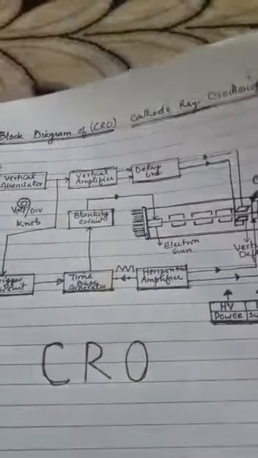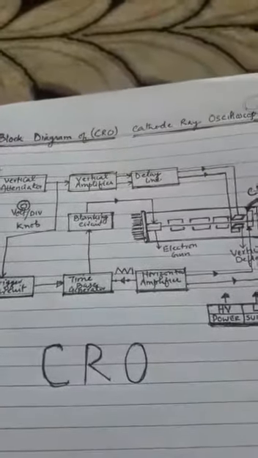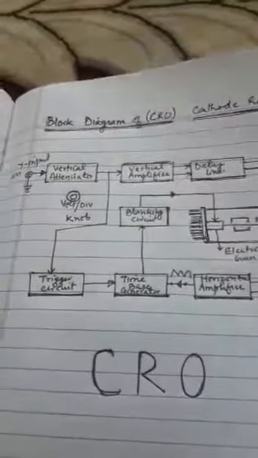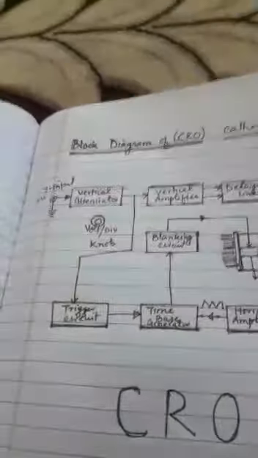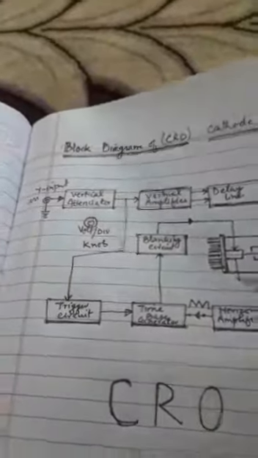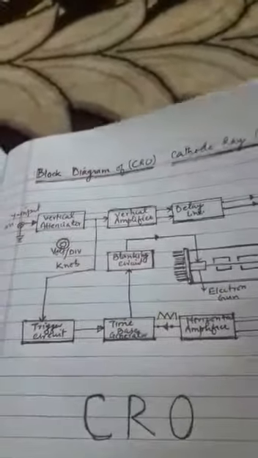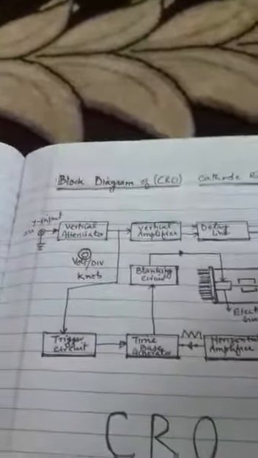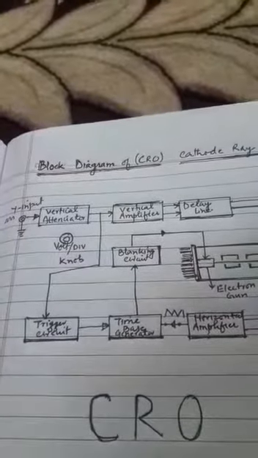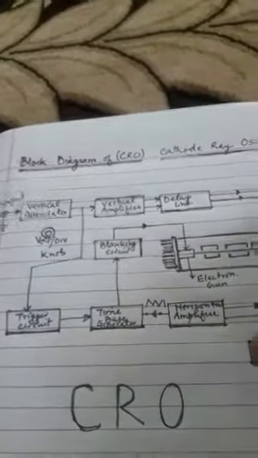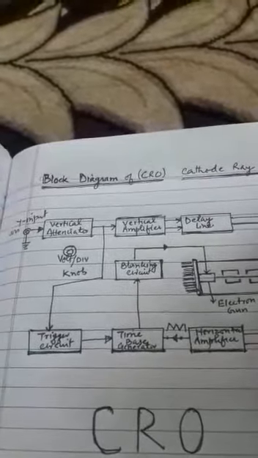Today I may discuss CRO, the block diagram of CRO, with class 12 students of electronics subject. Dear students, you may be aware what CRO means. CRO means cathode ray oscilloscope.